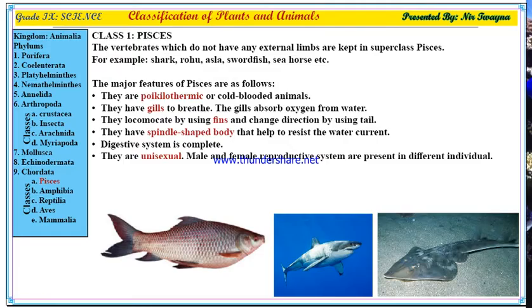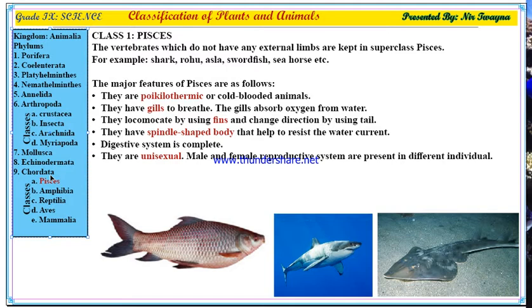My dear students of grade 9, this is your science class, and in your science class, we have been discussing the lesson classification of plants and animals. After our previous class, we have explained all up to phylum Chordata and subphylum Vertebrata. In today's class, we are going to discuss the classes which are included in Vertebrata. The first class we are going to discuss today is class 1, Pisces.